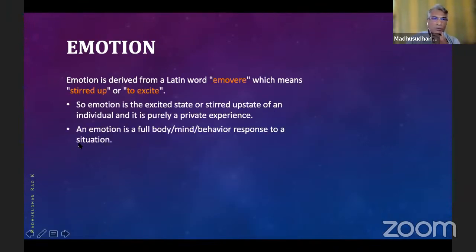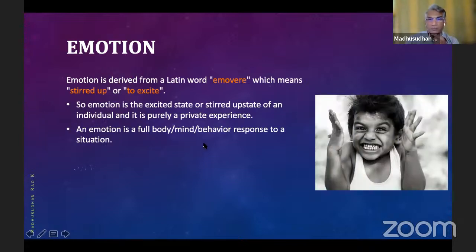So in general terminology, what is emotion? In our books it is given as "emovere." Emotion is derived from a Latin word which means stirred up or excite. So emotion is an excited state of an individual, and it is purely a private expression. There are universal emotions, but this is a private experience. An emotion is a full body-mind behavior response to stimulation.